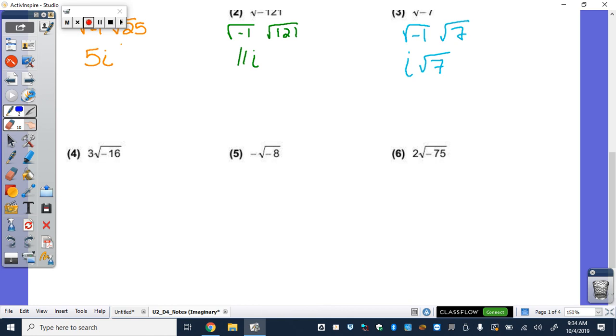So fourth one, what would the square root of negative 16 turn into? Yeah, which would be 4i. You don't always have to show that step of separating them. You can skip that step. But then we would do it still times the 3. That rule still applies. That 3 was out there in front, so it's going to get multiplied by whatever comes out of the radical sign. So it's going to be 3 times the 4i, so 12i.